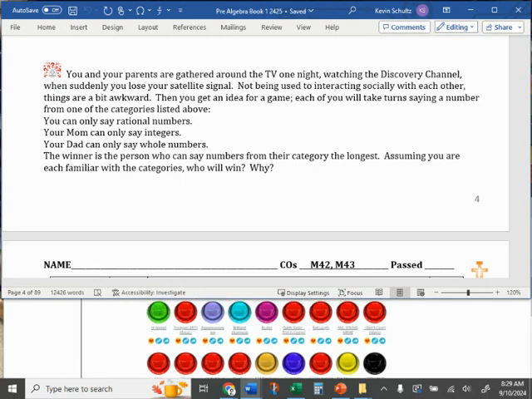The question is, the winner is the person who can say numbers from their category the longest. Assuming that you're each familiar with the categories, your dad knows what wholes are, your mom knows what integers are, you know what rationals are, right? Who will win? Who will be able to say numbers from their category the longest, and why?